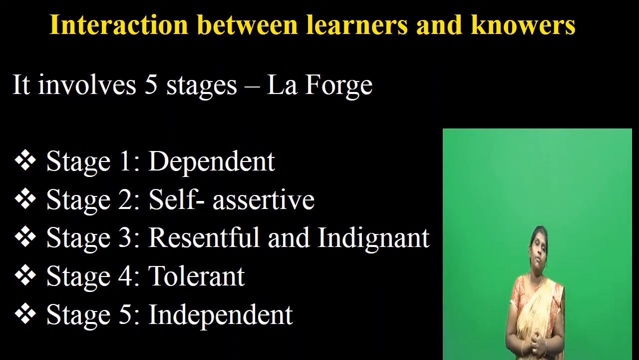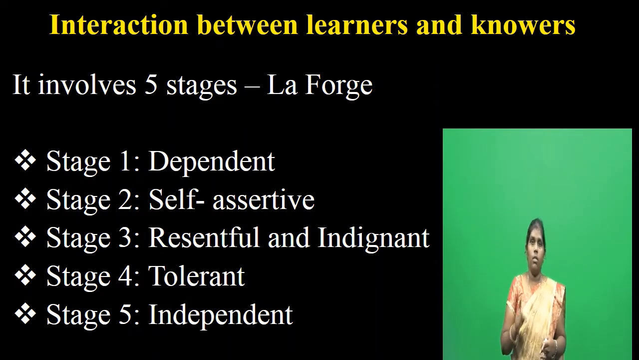And stage 4 is tolerant. As the learners grow, they will be learning the aspect of tolerance. If somebody corrects my mistake, I should be tolerant enough to understand my mistake. And stage 5 is independent. That is, I learn the language, I know where I am committing the mistakes, and I will rectify it. So these are the 5 stages involved in the interaction between the learners and knowers, and it is an important question. For example, what are the 5 stages of the interaction between the learners and knowers?